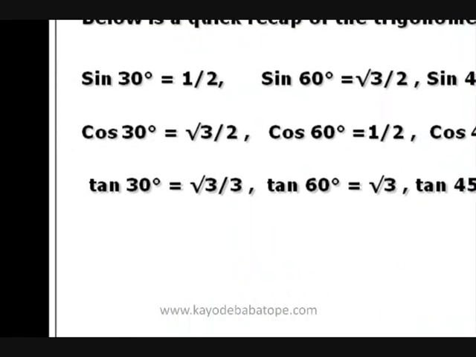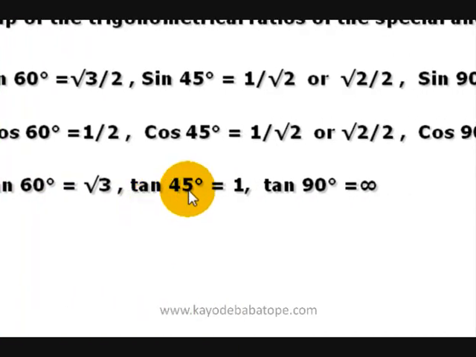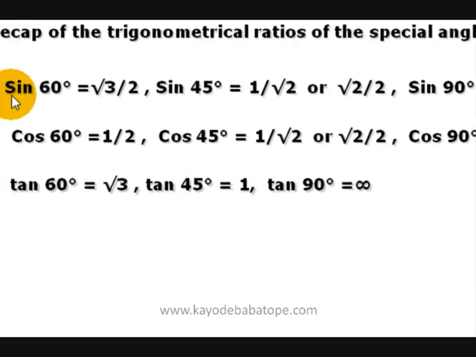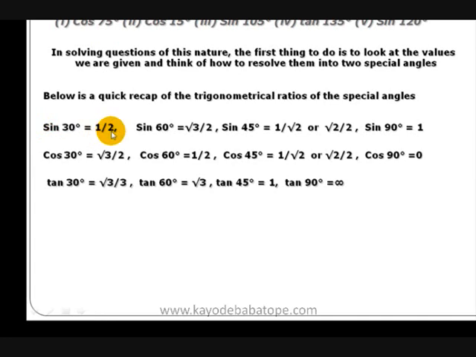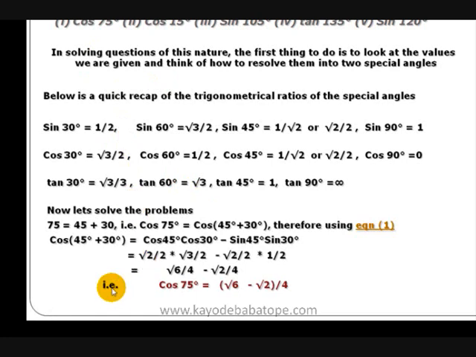Now, what about tan 30? Tan 30 is root 3 over 3. Tan 60 is root 3. Tan 45 is 1. Tan 90 is infinity. Okay, so now these are the trigonometrical ratios of the basic special angles. Now we go ahead to use this knowledge to solve the first problem.